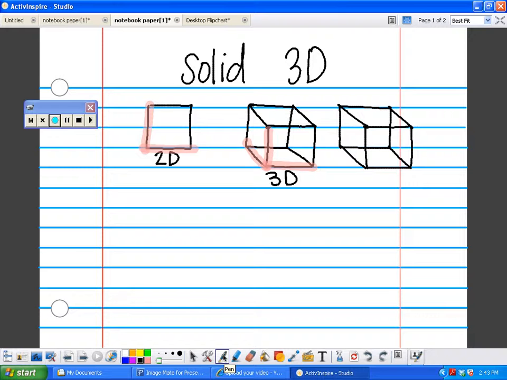We want to look at the shape, though, in the parts of it. Now, you've already talked about some of these words, but let's go ahead and write them down, and then we will look at what they mean. We have faces, vertices, and edges that we want to talk about.